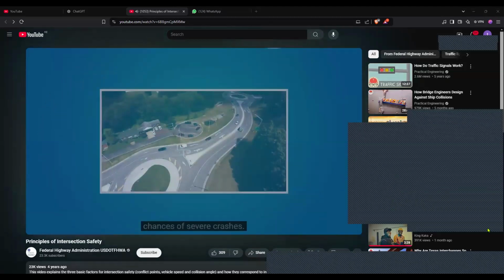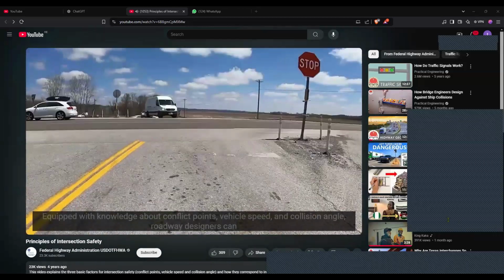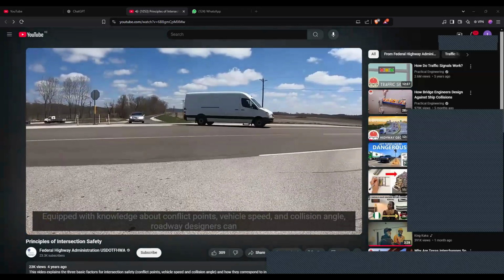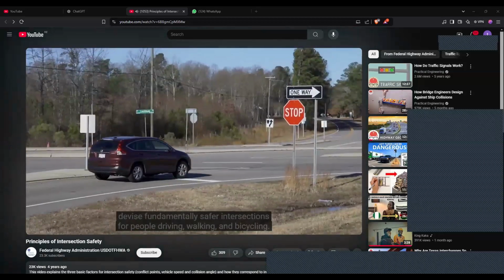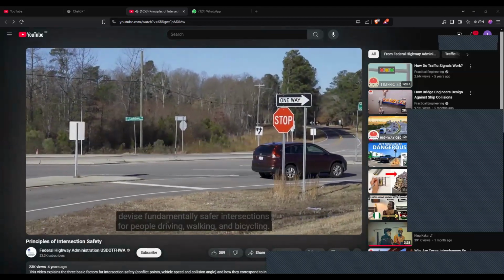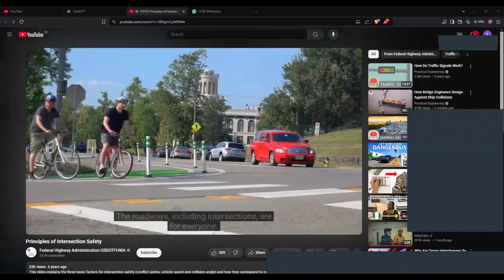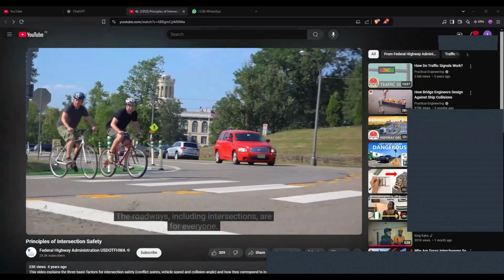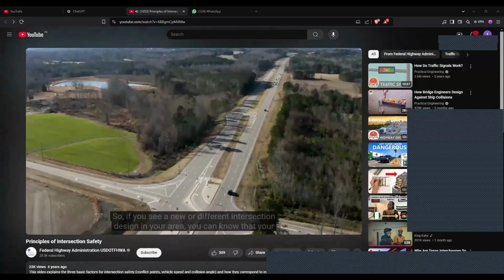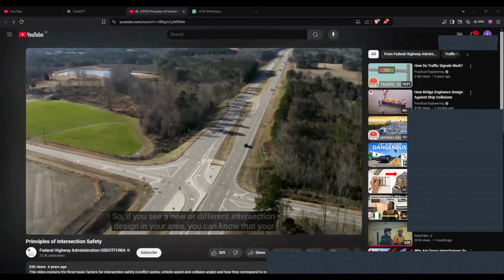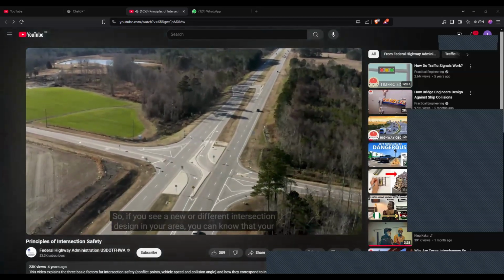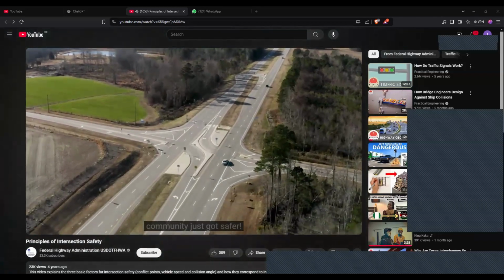Equipped with knowledge about conflict points, vehicle speed and collision angle, roadway designers can devise fundamentally safer intersections for people driving, walking, and bicycling. The roadways, including intersections, are for everyone. So, if you see a new or different intersection design in your area, you can know that your community just got safer.